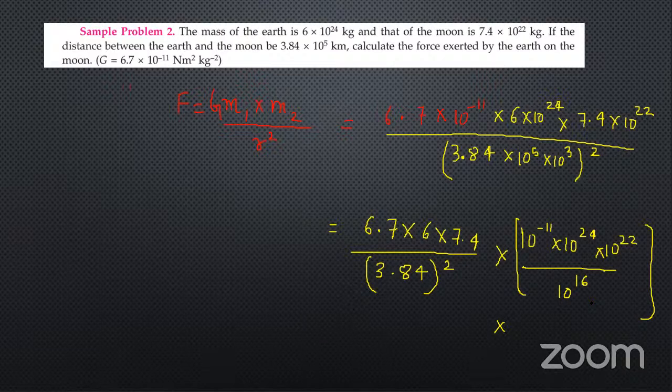Ma'am, into 10 raised to 19. See, 10 to the power minus 11 and 10 to the power 22, when we solve it, it will remain 10 to the power 11 because powers get added. So the addition of this and this will give you 10 to the power 11, and 10 to the power 24. So 10 to the power 11 into 10 to the power 24 by 10 to the power 16. You have to subtract these two. You will be left with 10 to the power 8, right? So 10 to the power 8 means you have to add 8 to the 10 to the power 11 and 24.